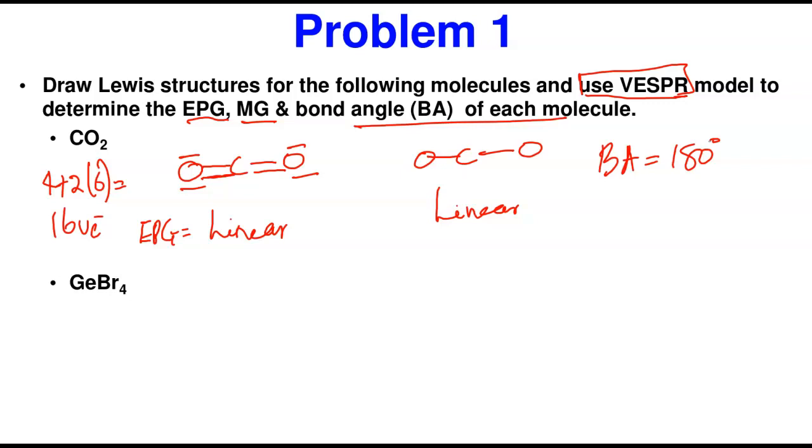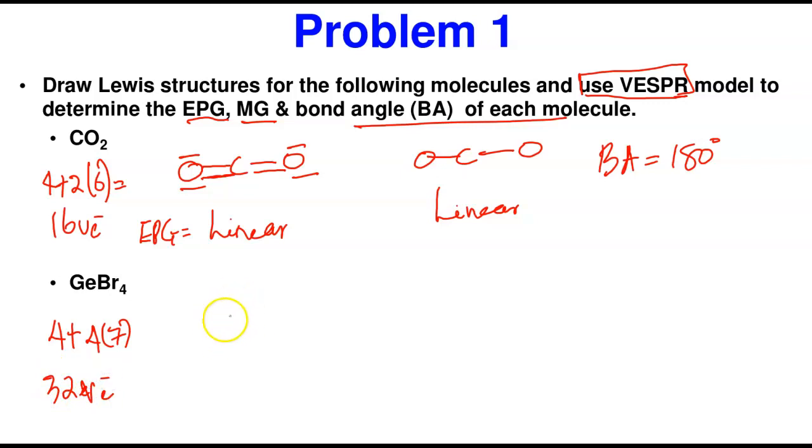Now let's do GeBr4. Again, germanium is in group 4. You're going to look at your periodic table. Bromine is in group 7. And there are 7 of them, 4 times 7. If you add this to 4 times 7, it's going to be 28 plus 4. It's going to be 32 valence electrons. That's what we have here.